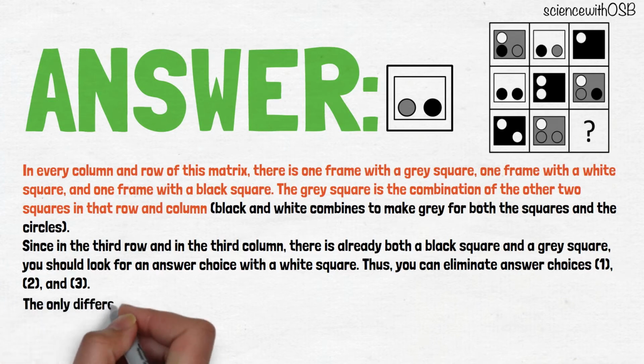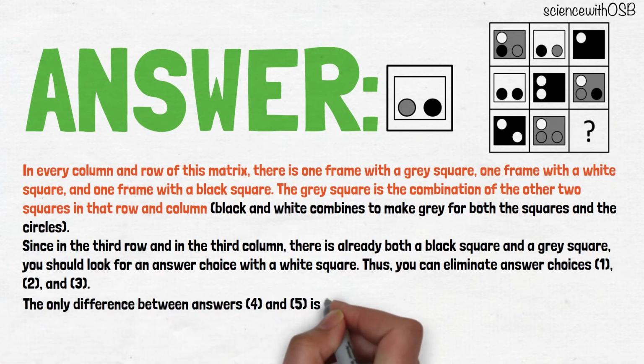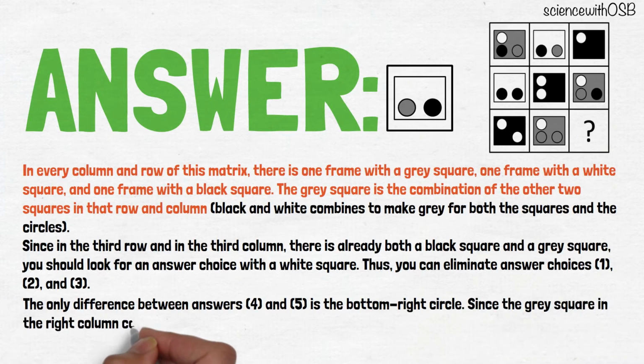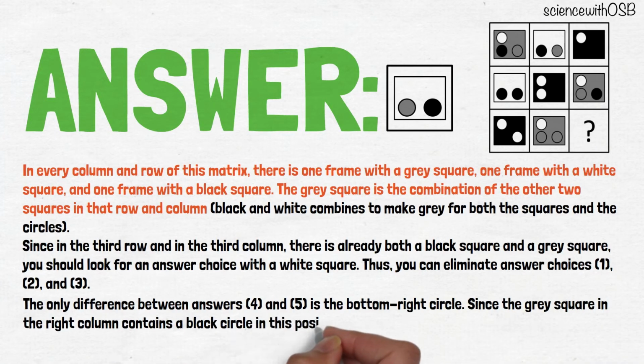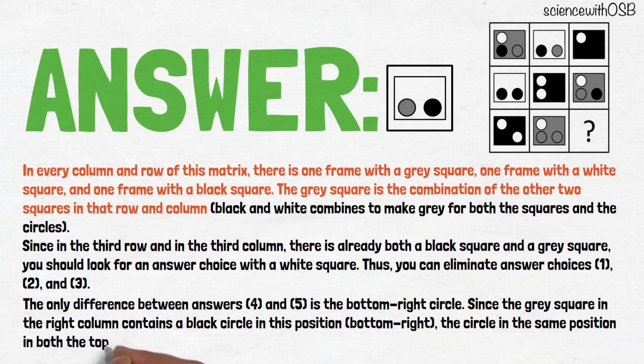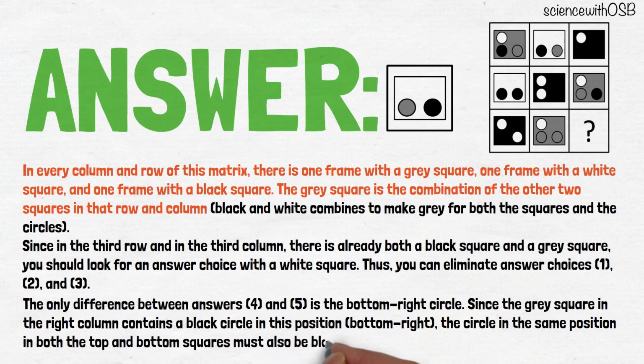The only difference between answers 4 and 5 is the bottom right circle. Since the gray square in the right column contains a black circle in this position, bottom right, the circle in the same position in both the top and bottom squares must also be black. This means option 4 is the correct answer.